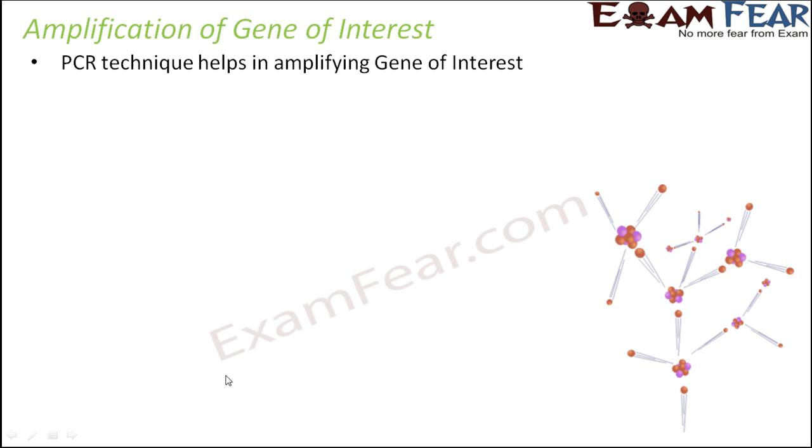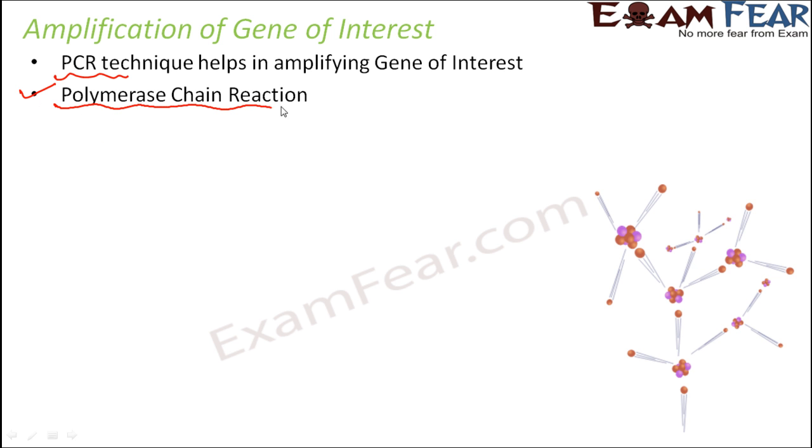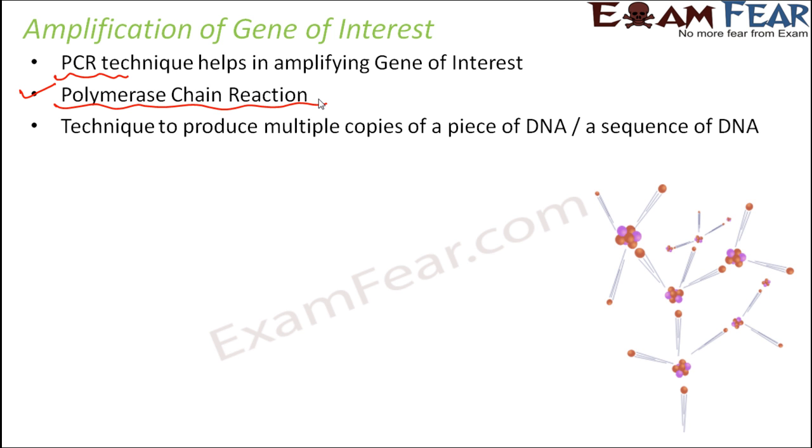So what happens in this process? This amplification is done with the help of a technique called PCR technique, which is polymerase chain reaction technique. So PCR is polymerase chain reaction. Now we will understand the entire reaction. So this is a technique to produce multiple copies of a piece of DNA or a sequence of DNA.